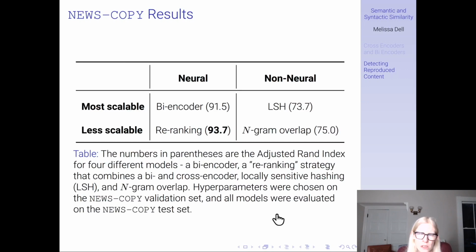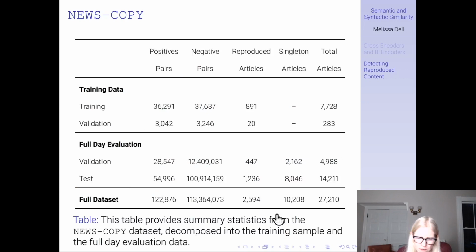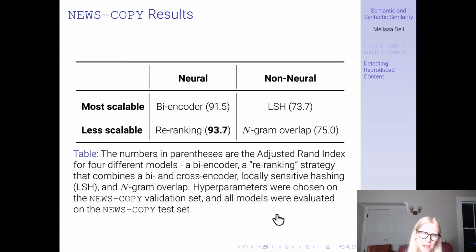And so these are the results of the neural versus the non-neural methods. The bi-encoder has an adjusted RAND index of 91.5. The adjusted RAND index is a measure of accuracy in clustering, where essentially 0 is how you would do randomly. And that's important, right? Because when everything's negative, even randomly, your accuracy might not be horrible. But in this case, it's adjusted so that 0 is how well you would be expected to do with just randomly forming clusters, and then the maximum is 100, and we're doing very well.